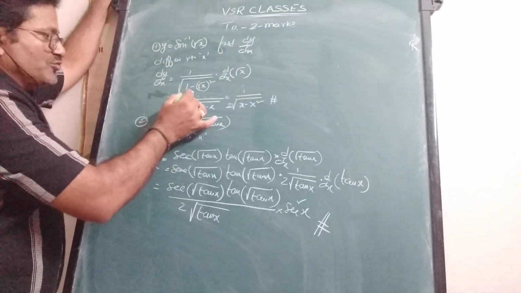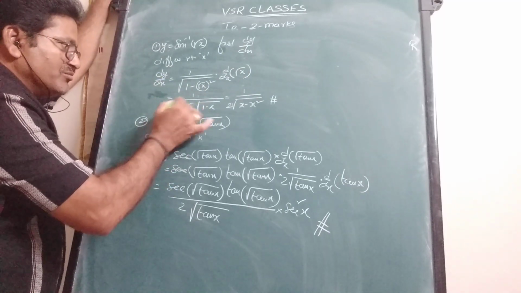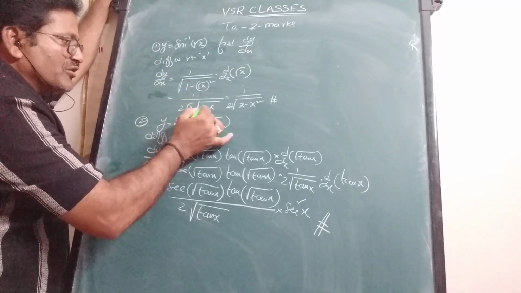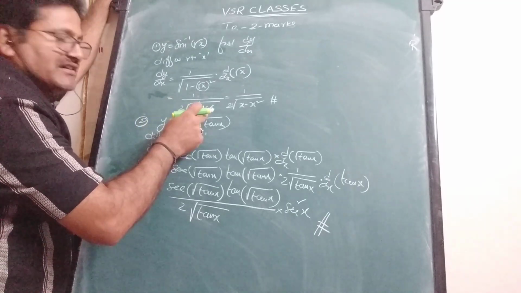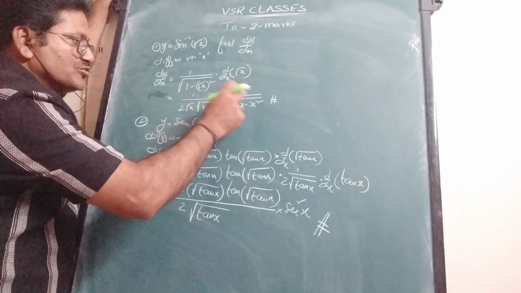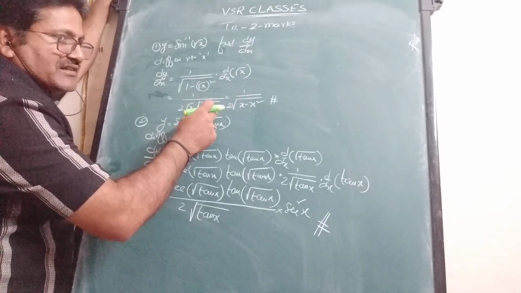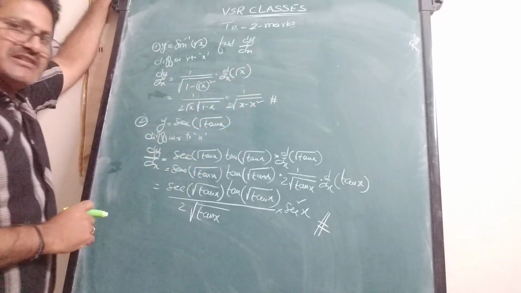So I can write 1 by, what is the derivative of root x? It is 1 by 2 root x, into 1 by root over 1 minus x. Both are having the same root, so you can write, combinedly you can write the root for this: 1 by 2 root over x into 1 minus x. Multiply internally, x into x square. So this is your answer for that.